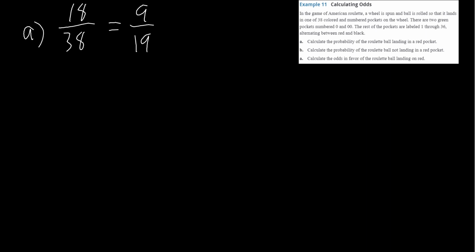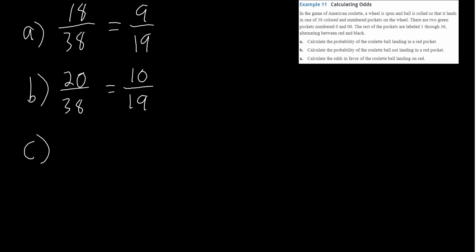B, calculate the probability of the roulette ball not landing in a red pocket. Well, if the probability of it landing in a red pocket was 18 out of 38, then we take the complement of that, right? What remains? It would be 20 out of 38, or in other words, 10 out of 19. So that's the probability of it not landing in a red pocket. And then it says A again, so it probably means C, so we'll go ahead and put C.